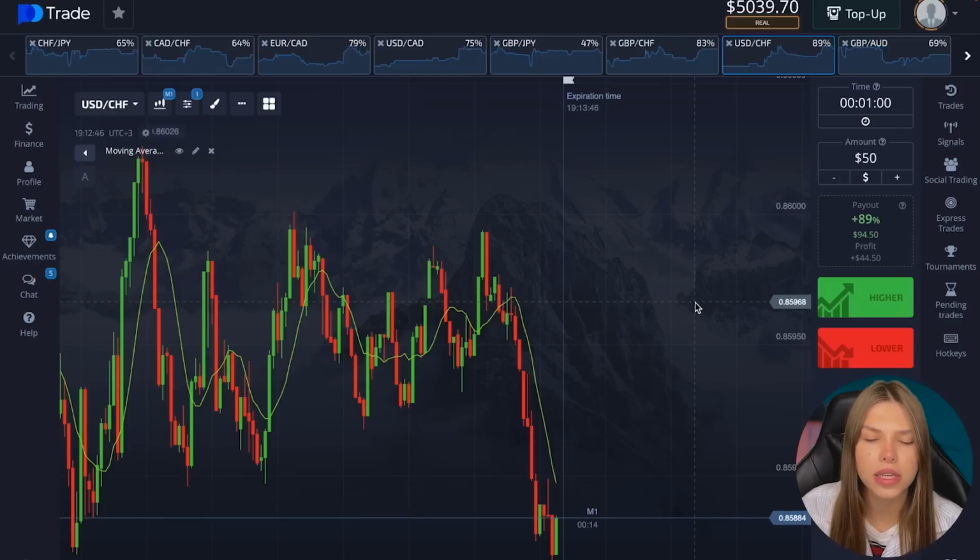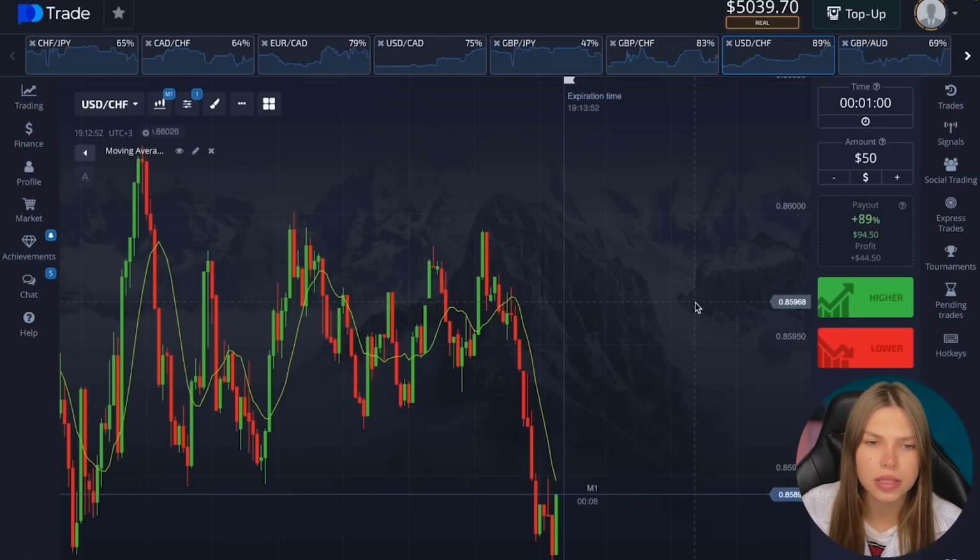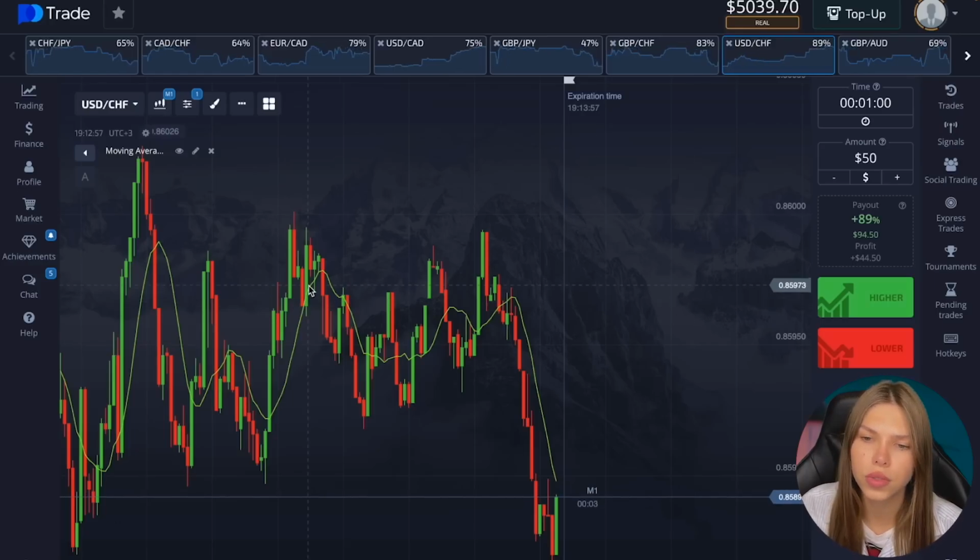The MA indicator can be combined with cluster analysis. Some technical analysis tools such as MACD and Bollinger Bands use MA as a basis. Let's go to the settings.